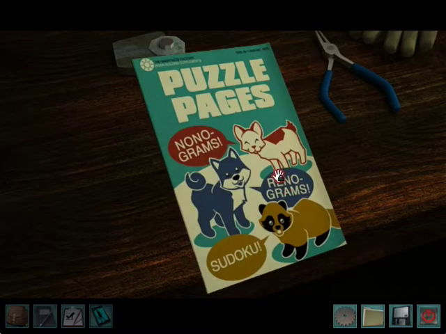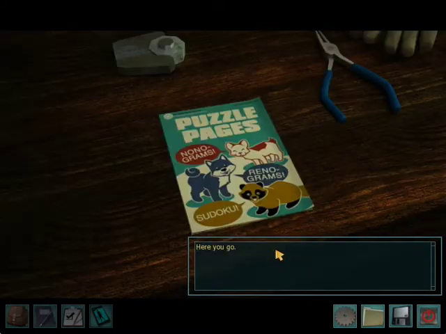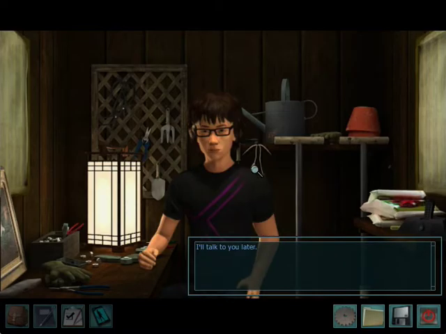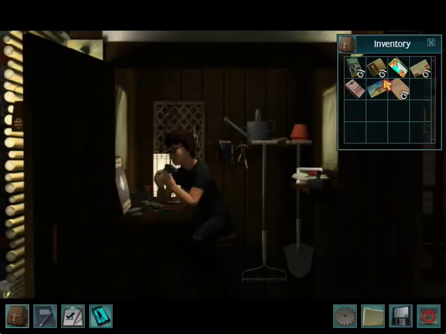Thankfully, I'm better at Sudoku. I'm back for more nonograms. Here you go. And once you complete a puzzle of one type, you can get more. But first, before we do more nonograms, I'm going to go ahead and do the Sudoku. I'll talk to you later. Bye. So let's go ahead and start that.